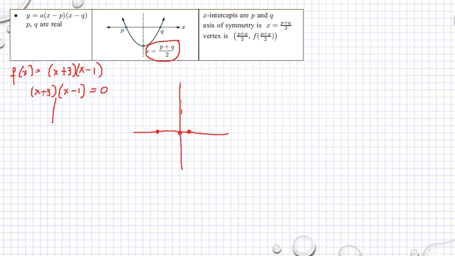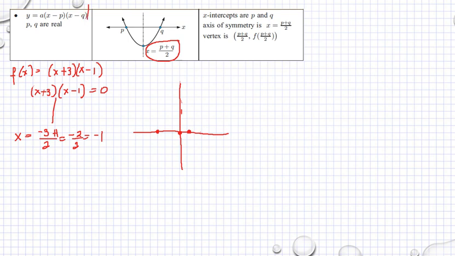And I have to find the axis of symmetry. Then we have negative 3 plus 1 divided by 2, which is negative 2 divided by 2, which is negative 1. So my p is negative 3, and my q is negative 1. A positive 1, sorry.